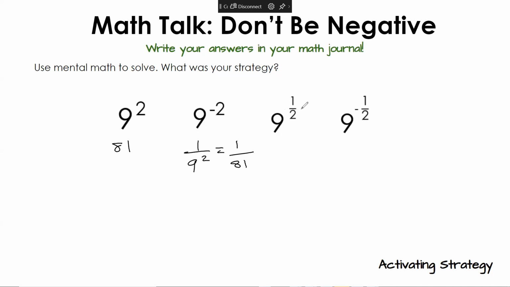What's 9 to the 1/2 power? Doing that on Monday. Raising something to the 1/2 power is the same thing as taking the square root. Okay, so square root of 9 is what? 3. Okay. If I have 9 to the negative 1/2 power, what is that going to be? I think somebody said it, 1/3.